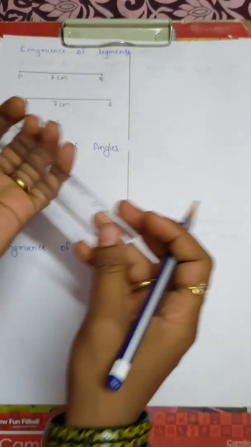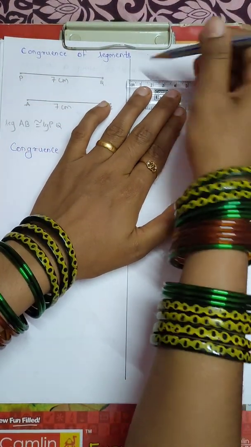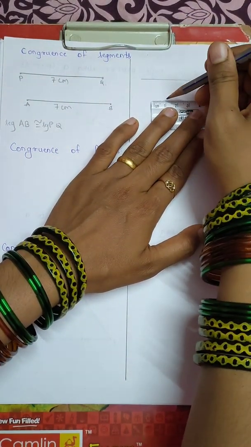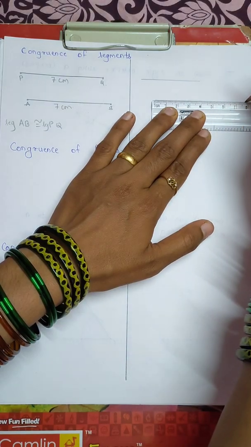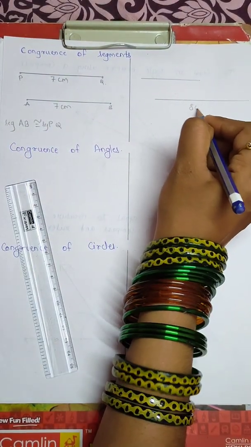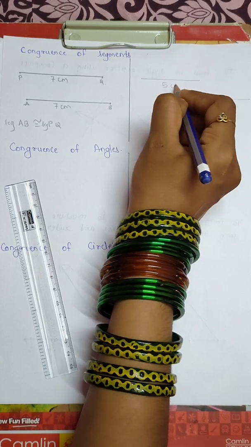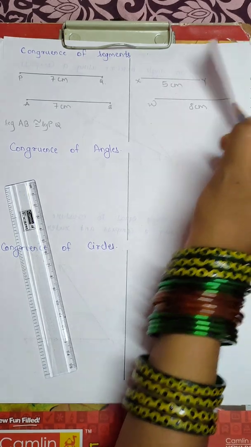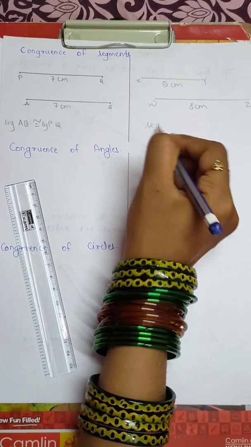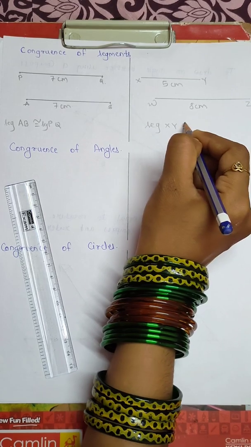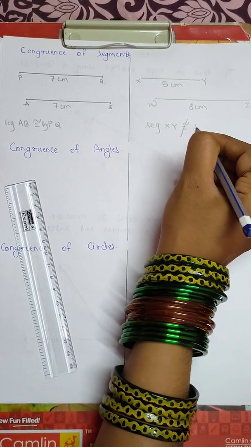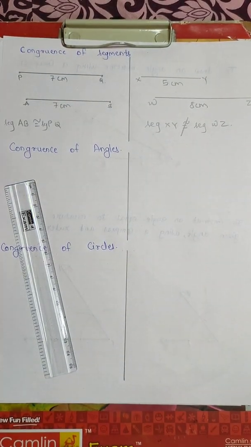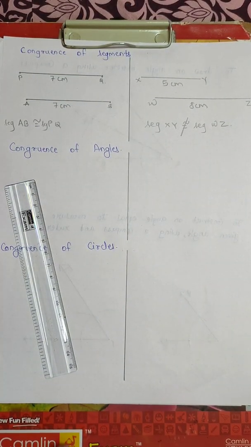Okay. If we have two segments with different lengths, this is 5 centimeter and this is 8 centimeter. X, Y, W and Z. Segment XY is not congruent to segment WZ. Okay, since their measurement is not same, their length is not same.